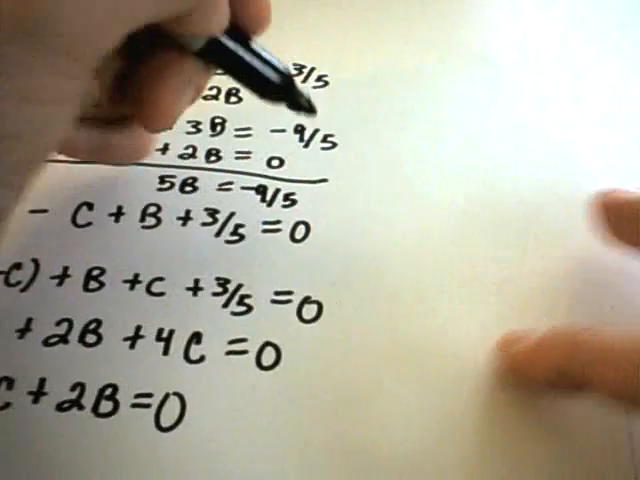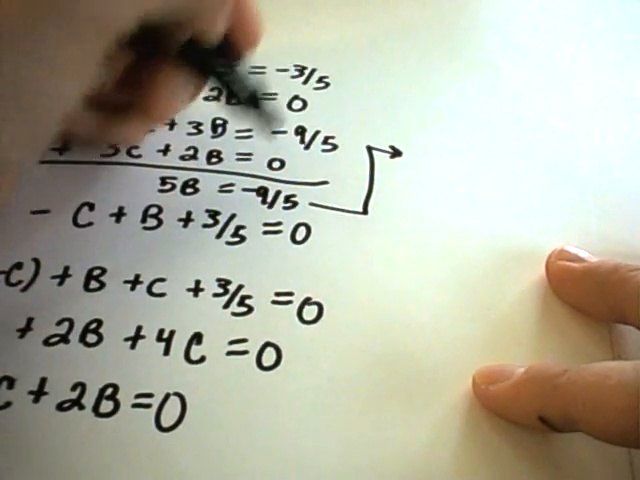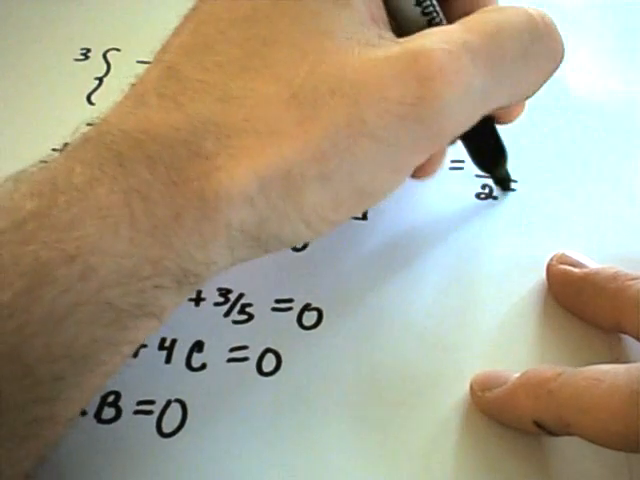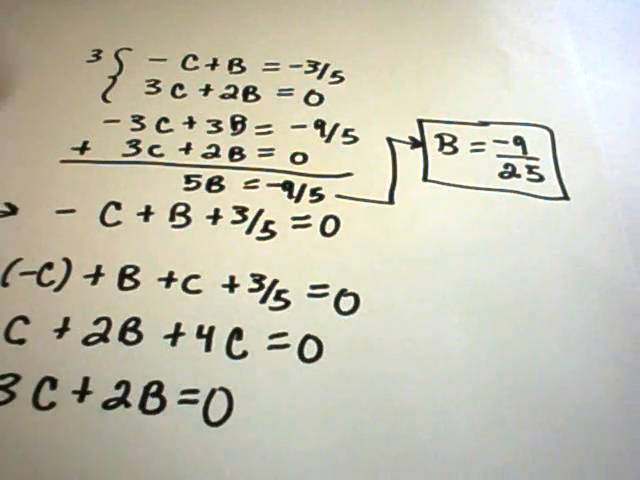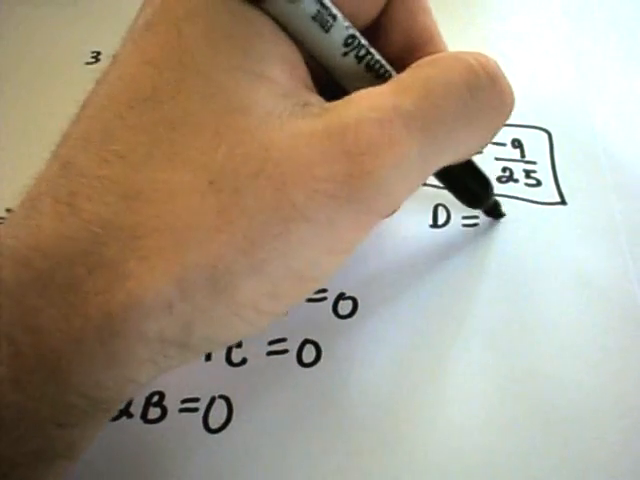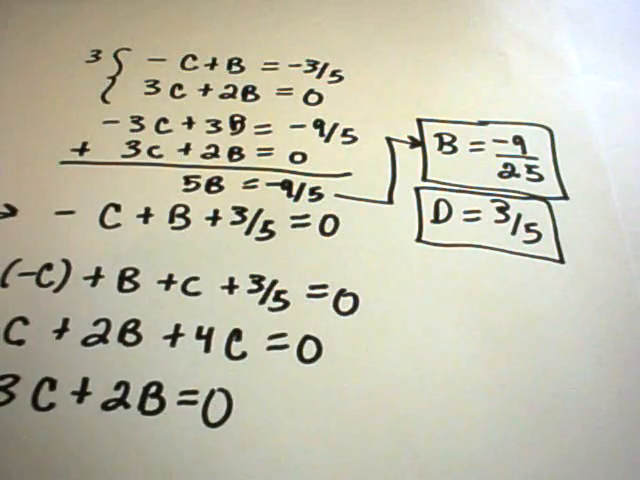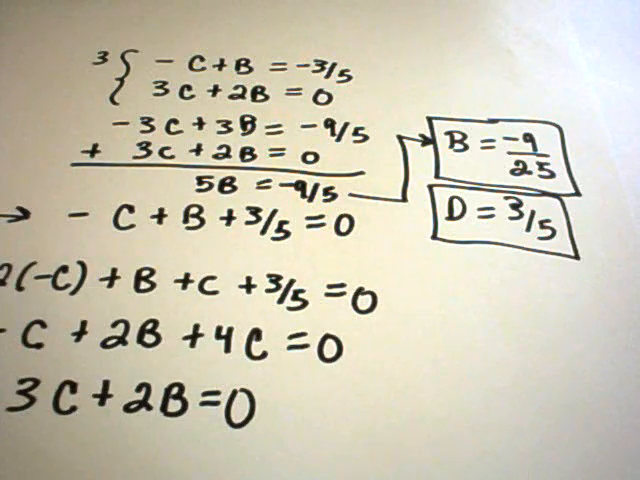If I divide by 5, I'll get that b equals -9/25. So I now have my b value. We already had our d value of 3/5, and usually figuring out the first 1 or 2 is going to be the hard one. Once you have that, it's usually not so bad to go and figure out the other ones.